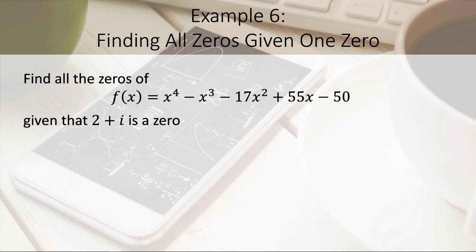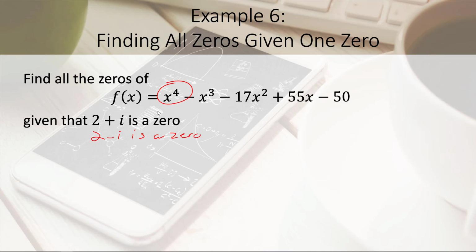And that brings us to this example. Here we want to find all the zeros of this particular polynomial given the fact that 2 plus I is a 0. Well, if 2 plus I is a 0, then it follows that 2 minus I is also a 0. So therefore we now know two of the 4 possible zeros. We just need to find the other 2.